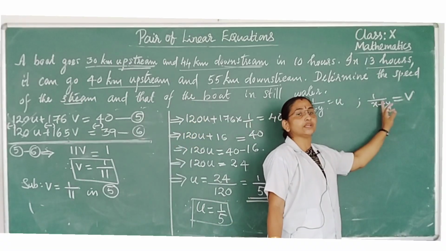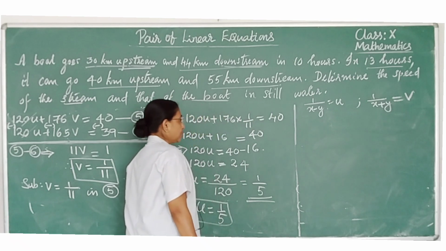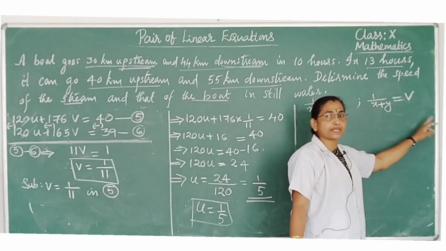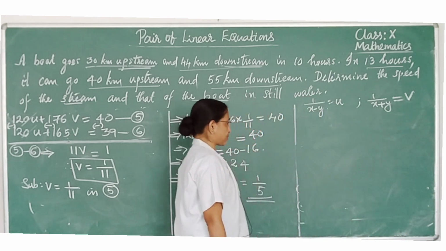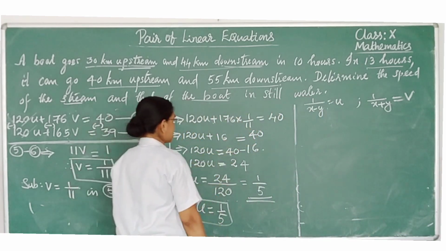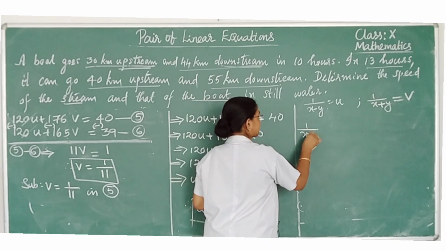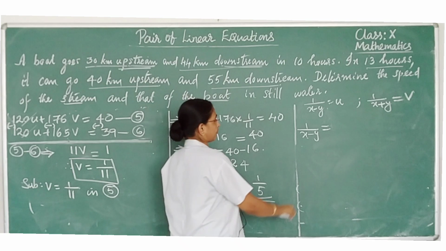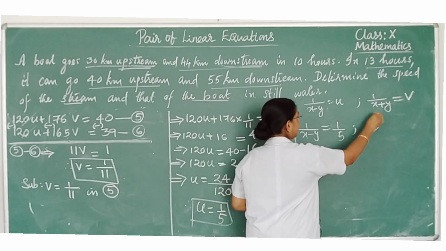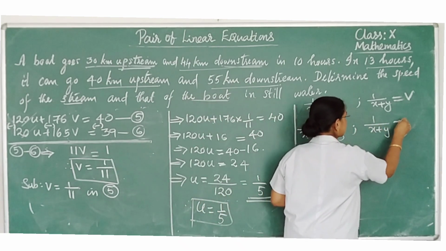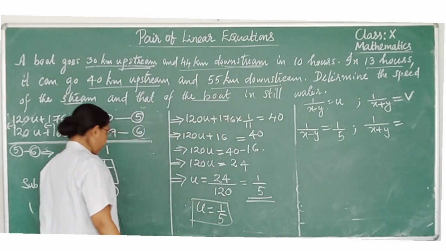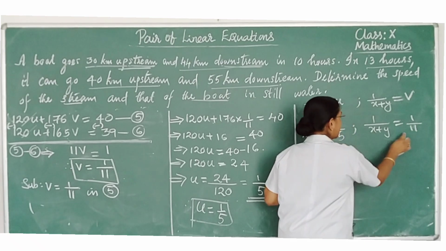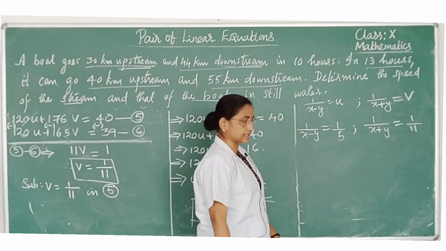Because u and v are our substitutions. You know that 1 by x minus y equals u and 1 by x plus y is v, that is our substitution. I am going to substitute in this equation. 1 by x minus y equals u. What is the value of u here? 1 by 5. And 1 by x plus y equals v. What is the value of v? v equals 1 by 11. From these two equations, we can find the values of x and y.